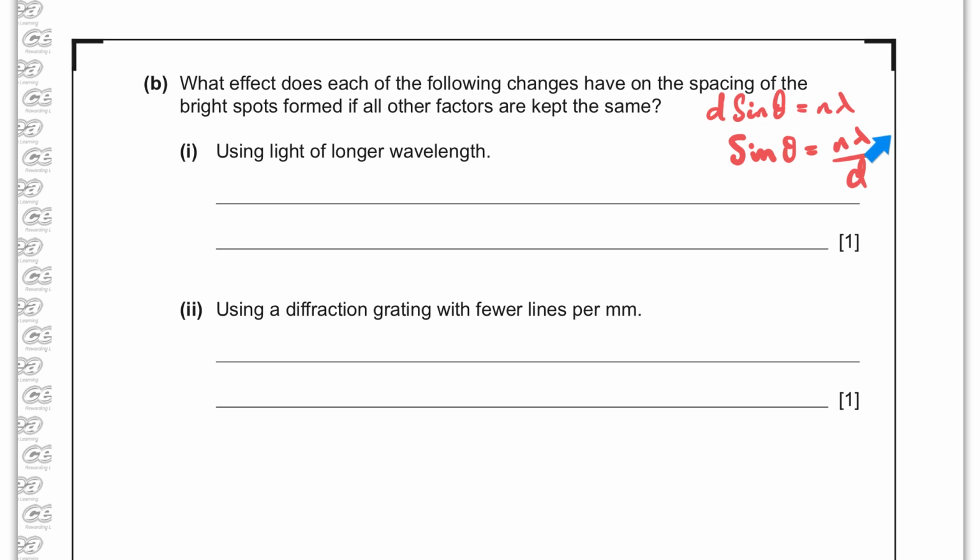So what we've got here is, because there's a lambda on the top line, increasing lambda will increase theta. So the spacing should increase. But if we have fewer lines per millimeter, then that would increase d. The gap between them would get bigger. If you had fewer lines per millimeter, then the gaps themselves would get bigger. So increasing lambda will make the dots get further apart. The spacing of the dots will increase. Increasing or decreasing lines per millimeter will increase d, and that will reduce the gap between the spots.